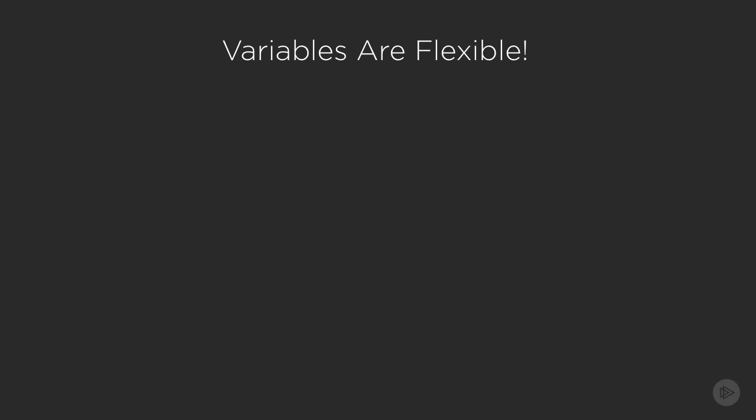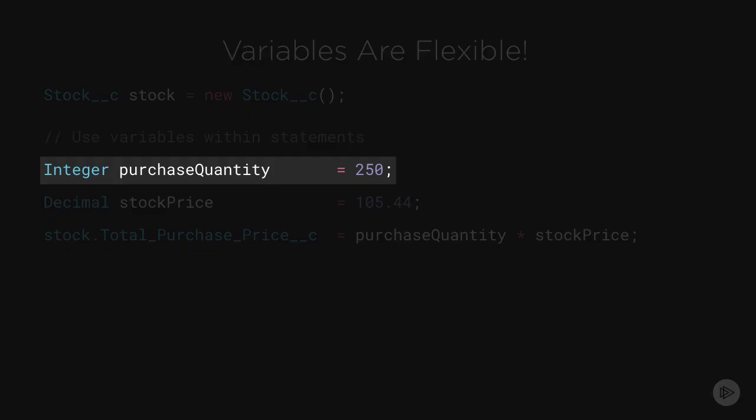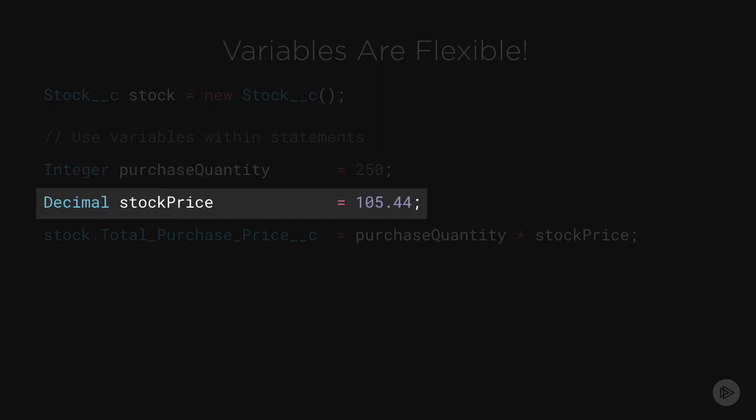Now, a demonstration on the flexibility of variables. Pretend we have a custom object in our org called stock, used to represent shares owned of a company. Here's an example of how we can use variables to update our new stock record. First, of course, we create a new stock record in our code. Then, to calculate our stock's total purchase price, we'll create variables to represent how many shares of stock we're going to buy and what the price per stock is.